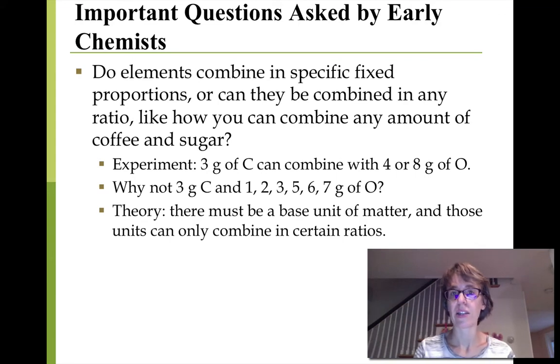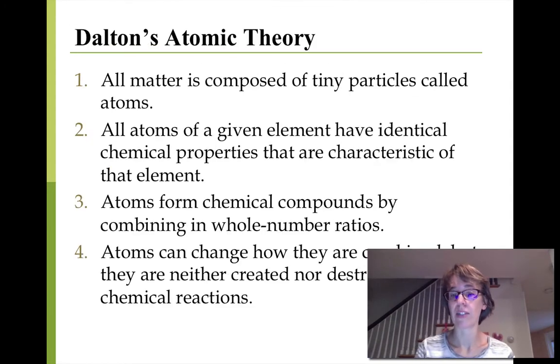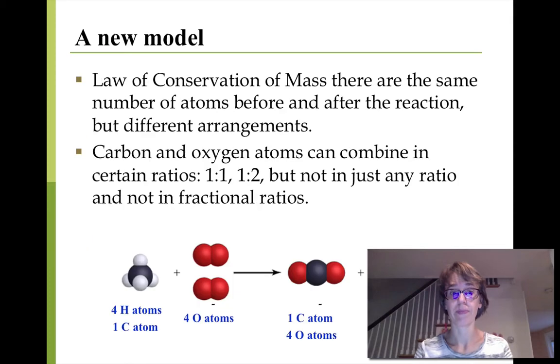This led to the theory of atoms, atomic theory, that there's a base unit of matter, and those units can really only combine in certain ratios. The theory has 5 parts to it: there are these tiny particles called atoms. Atoms of a given element have identical chemical properties, and they form compounds by combining in these ratios. And the fourth part is that they can't ever be created or destroyed in a chemical reaction.